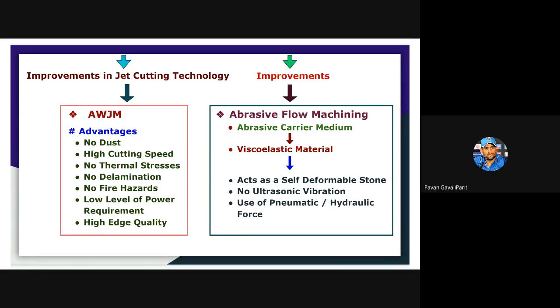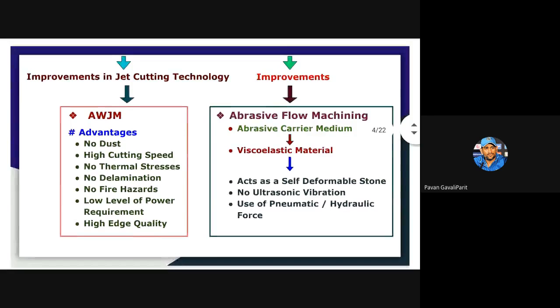So what are the advantages of the AWJM process? First, there is no dust in the environment. Second is high cutting speed. As I just mentioned, no dust means there will not be environmental pollution. If you compare with AJM, this process has a high cutting speed.